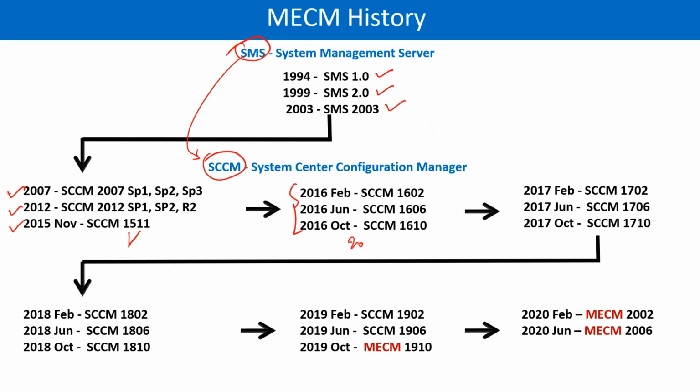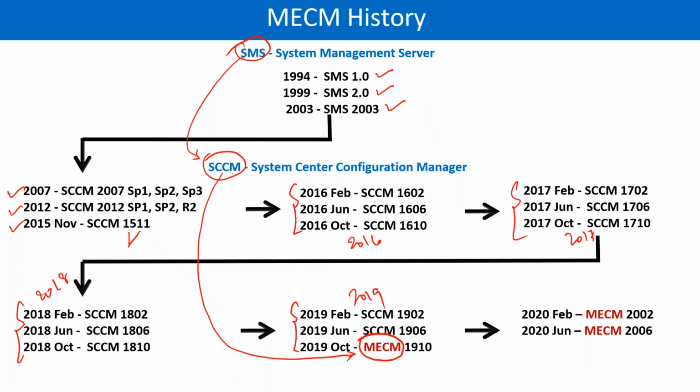These are three versions released in the year 2016. These three versions released in the year 2017. These three versions released in the year 2018. These three versions released in the year 2019. But from 19 onwards, in October 19, they changed the name again from SCCM to MECM, Microsoft Endpoint Configuration Manager. So 1910 they released in October 2019. So now the new name of SCCM is MECM. It's no more SCCM, it is MECM. And last year they released 2002, 2006, and 2010. That's the latest version of SCCM.